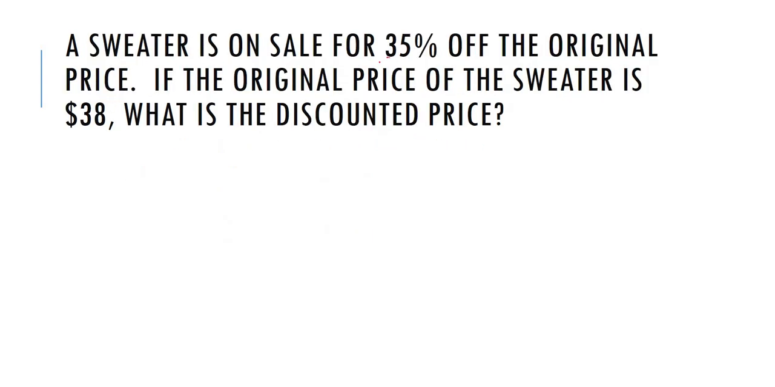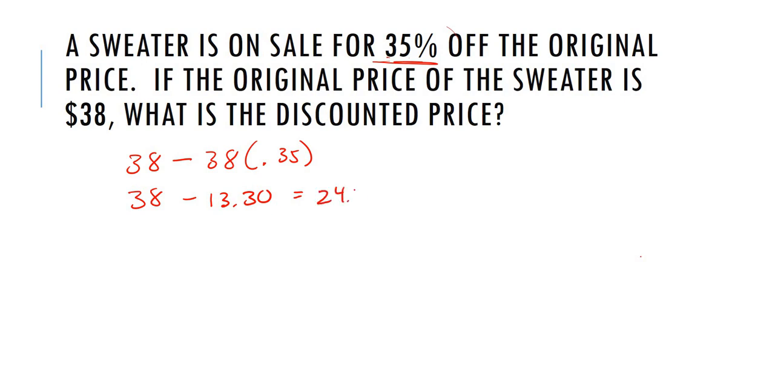Okay, let's look at one more. A sweater's on sale, so now I'm going to reduce it by 35%. So $38 minus the reduction, which is 38 times 0.35. So the original minus the reduction, which in this case, if you get your calculator out, is $13.30. And if I subtract, I get $24.70. So that's my sale price.